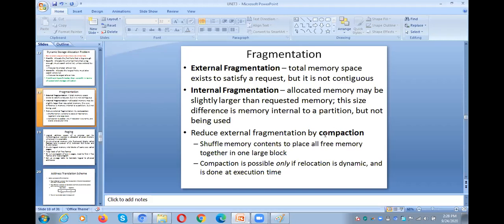What is compaction? Compaction means combining all the small holes to form one big hole. Individually, 20 kb, 20 kb and 10 kb are not sufficient to keep the 50 kb process. So you can combine all those 20, 20, 10 into one big hole to form a 50 kb hole. They are in different locations, so we combine them and keep them in one location so that we can keep a 50 kb process in a 50 kb partition.